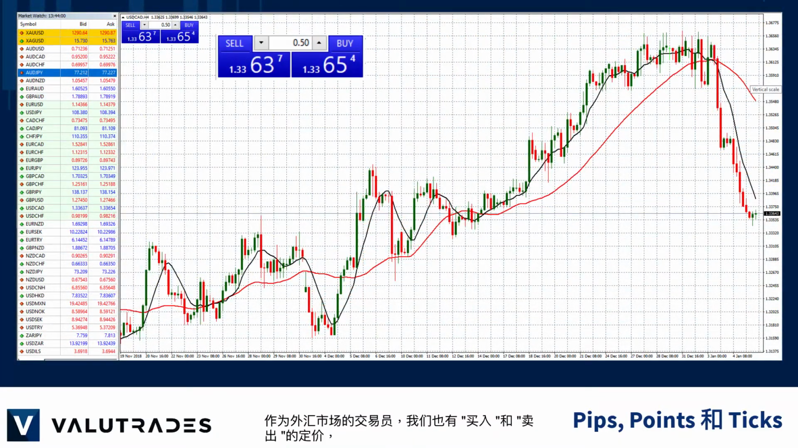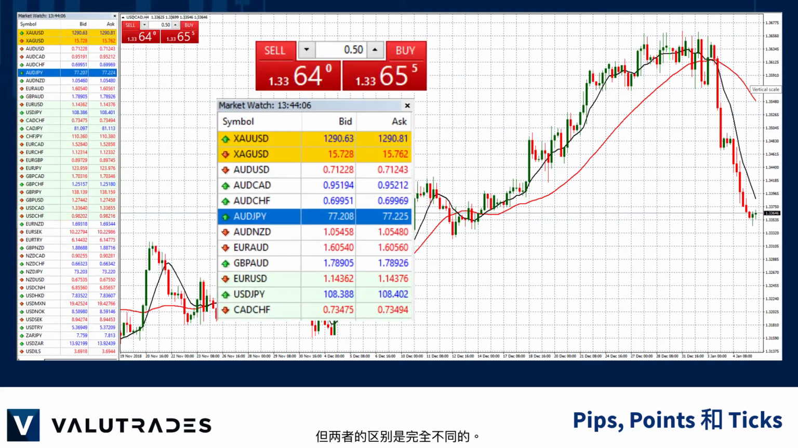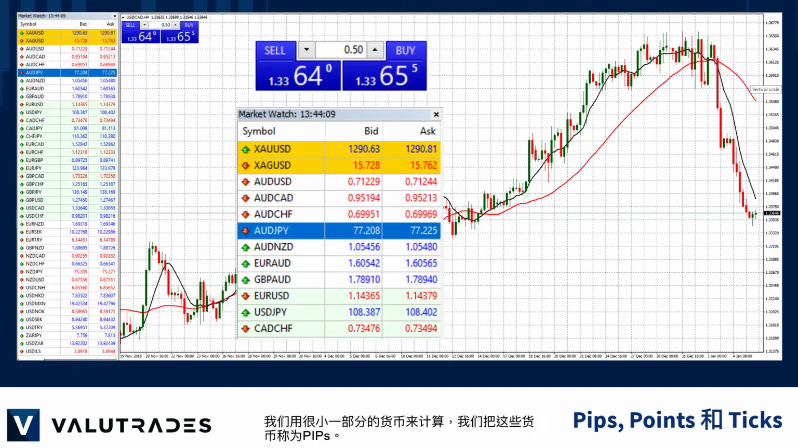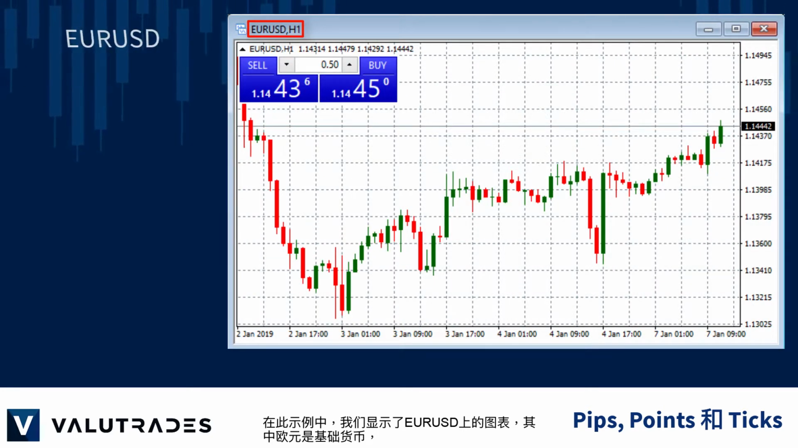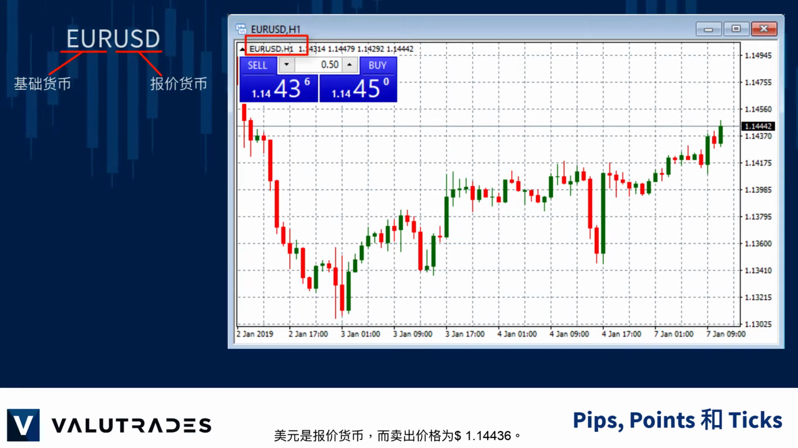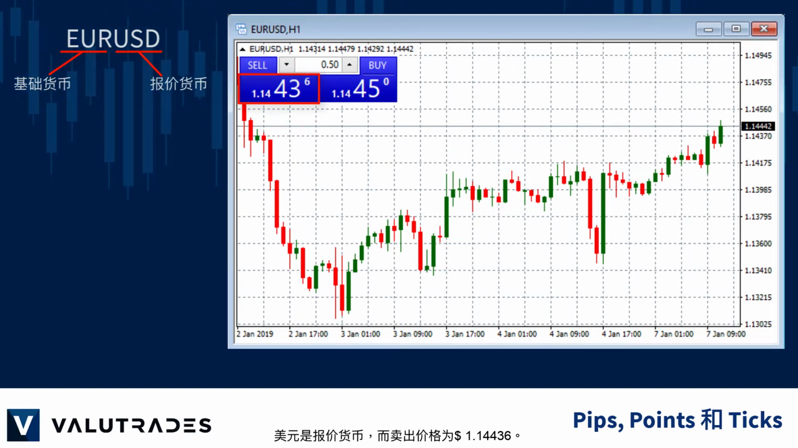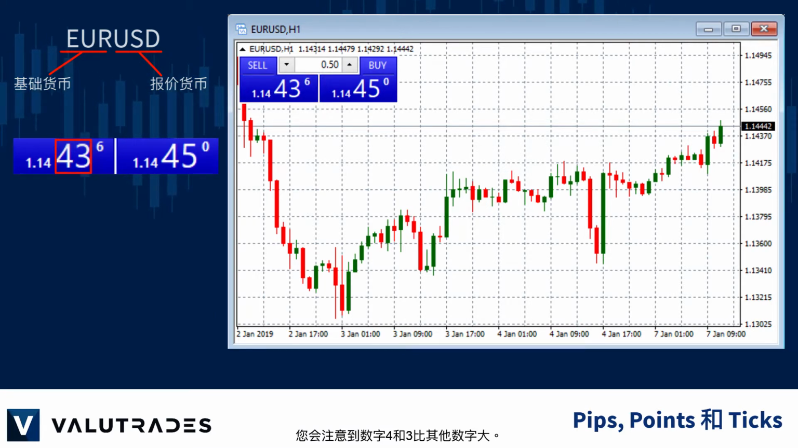As traders in the FX market, we have buy and sell pricing as well, but the difference between the two is completely different. We work in small fractions of currencies and we call these pips. In this example, we are showing a chart on euro-dollar where the euro is the base currency and the US dollar is the quote currency, and the sell price is 1.14436. You will note that the figures 4 and 3 are larger than the others.